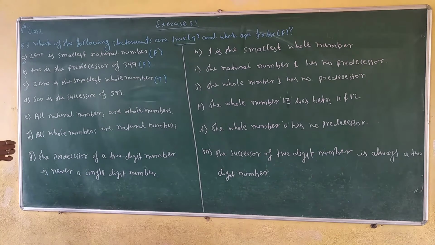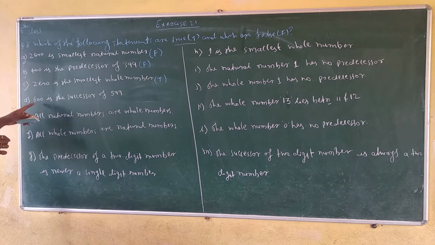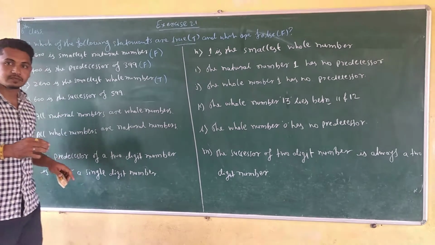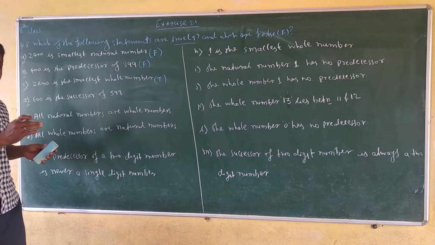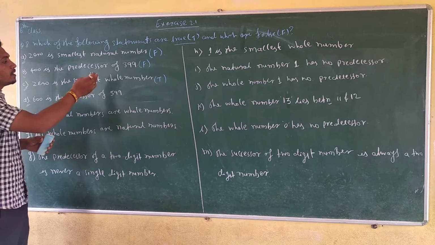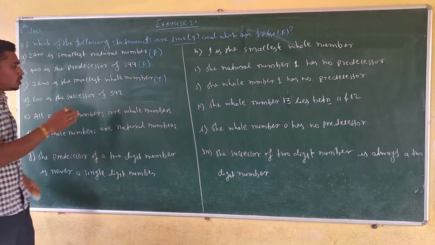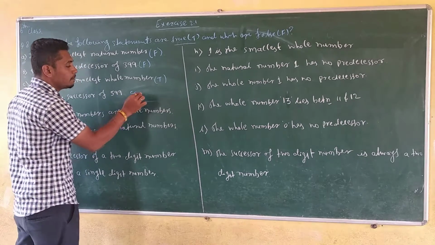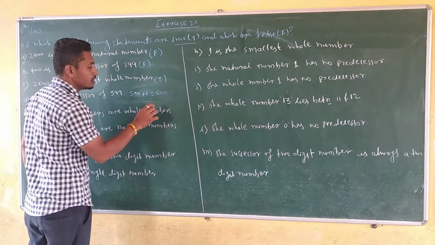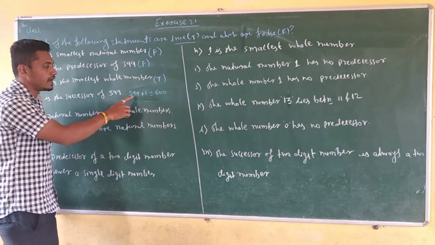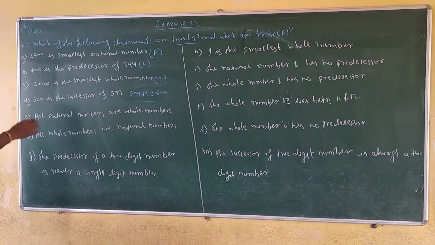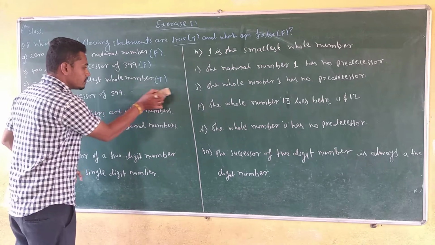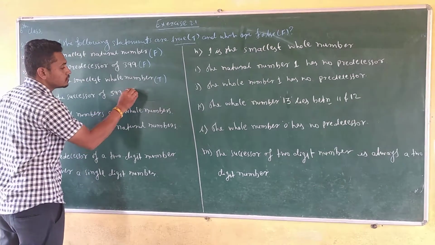Is it right? Next, question D: 600 is the successor of 599. I already told you, successor means what comes after and predecessor means what comes before. So how do you find the successor of 599? 599 plus 1 is equal to 600. So 600 is the successor of 599. So this statement is true.